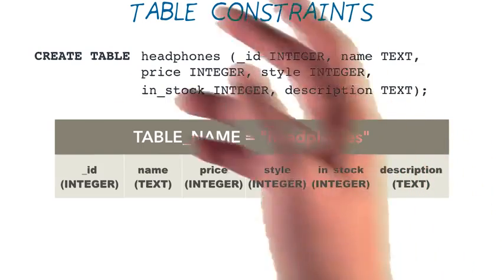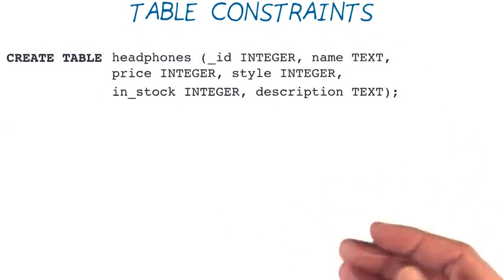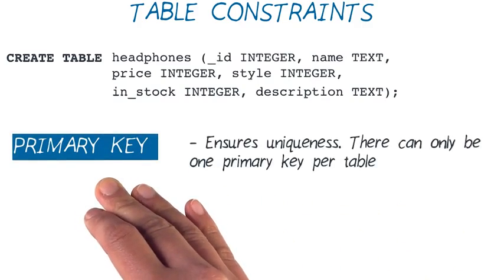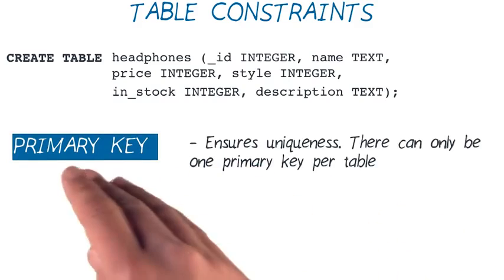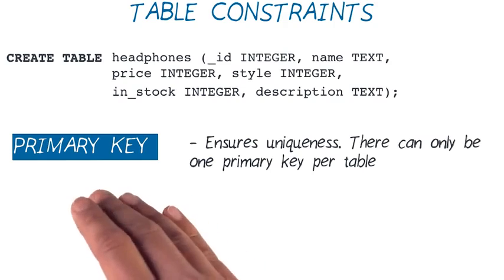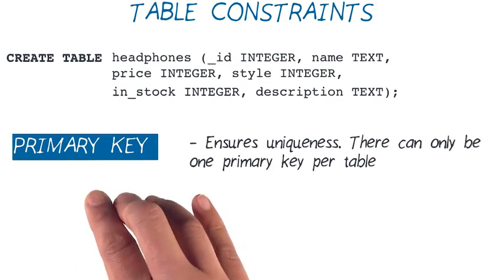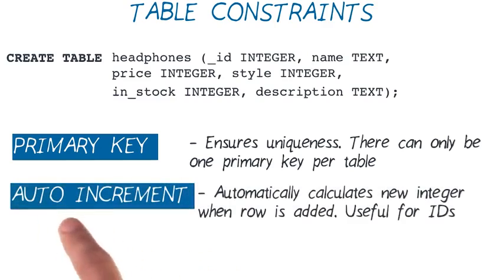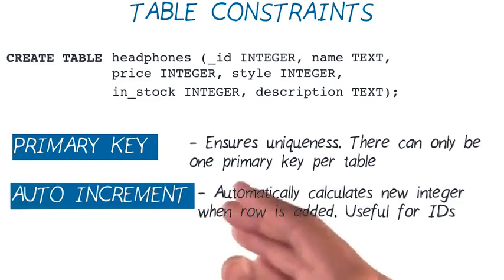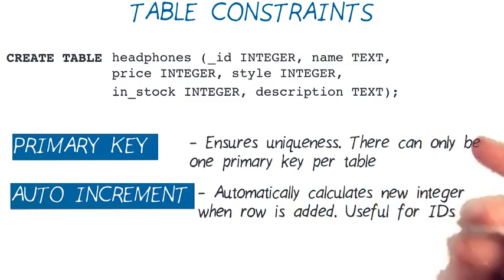Now let's see how we can use those keywords from before to help make our table more robust. First off is the primary key. This keyword marks the column used as a uniquely identified row. This ensures uniqueness, meaning there can only be one primary key per table. The primary key attribute is often used in conjunction with the auto increment keyword. This keyword is used to make an ID column that is both unique and automatically picks up a new unique ID when you make that row.